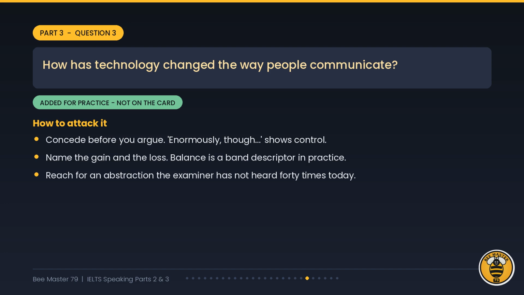How has technology changed the way people communicate? Concede before you argue. "Enormously." That shows control. Name the gain and the loss. "Balance" is a banned descriptor in practice. Reach for an abstraction the examiner has not heard 40 times today.